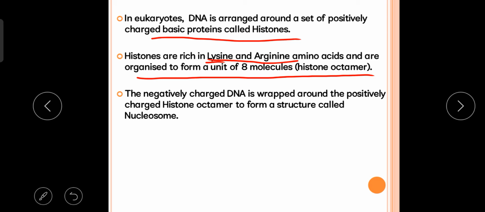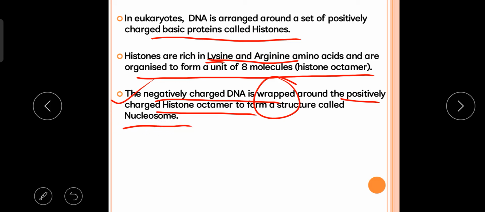I will show you in the diagram later. There are 4 histone proteins in the center of the nucleosome, and they are found in pairs, so the total number is 8. That is why the center part is called the histone octamer: 8 histone proteins. And third, the DNA is negatively charged and is found wrapping around the positively charged histone octamer to form a structure called the nucleosome.